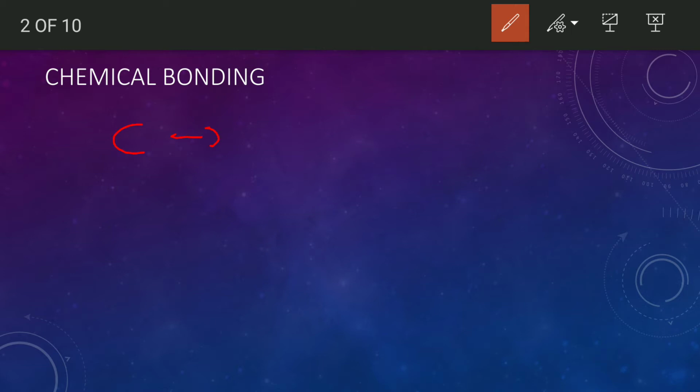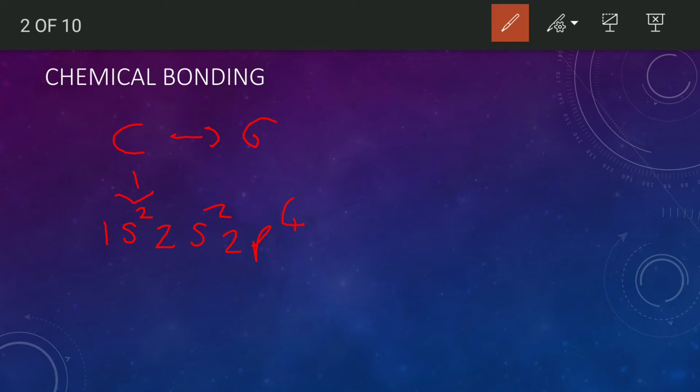So carbon has 6 electrons. So what is the electronic configuration of carbon? 1s2, 2s2 and 2p2. Now according to octet rule, there should be 8 electrons in its valence shell to be stable. So valence shell should be completely filled.